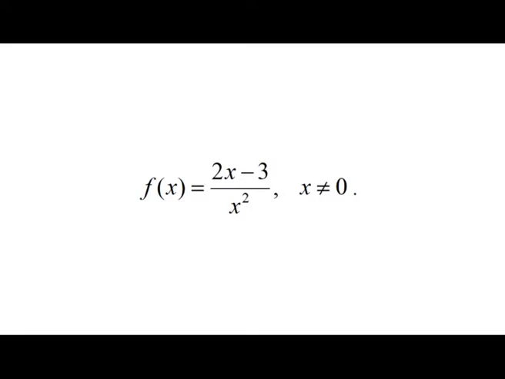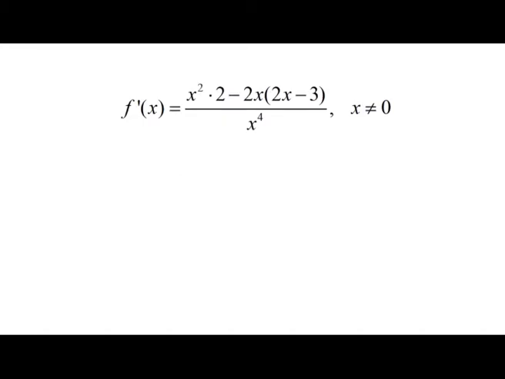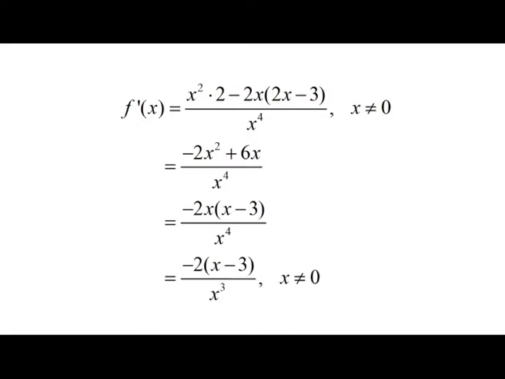Differentiating the above with respect to x by applying the quotient rule gives f dash of x equal to (x square into 2 minus 2x into (2x minus 3)) whole divided by x to the power 4 for x not equal to 0, which is equal to (minus 2 x square plus 6 x) whole divided by x to the power 4, which is equal to minus 2 x into (x minus 3) divided by x to the power 4, which is equal to minus 2 into (x minus 3) whole divided by x cube for x not equal to 0.